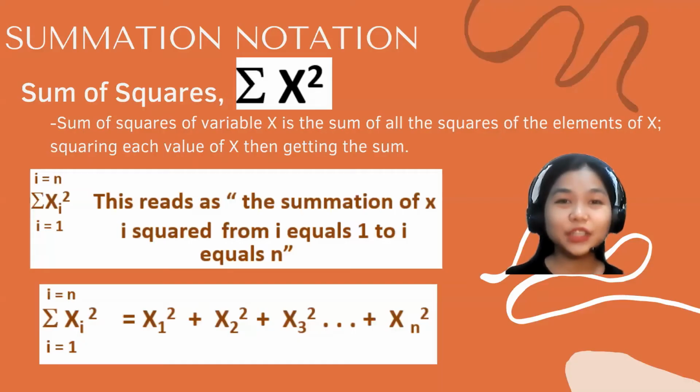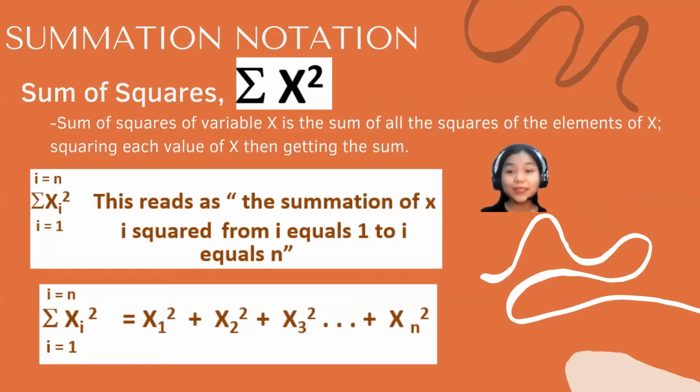So we're done discussing summation. Let's proceed to another topic also highly related to summation notation. So this is the sum of squares. This is denoted by this notation. We have the summation of x squared, or simply, the sum of squares of variable x.